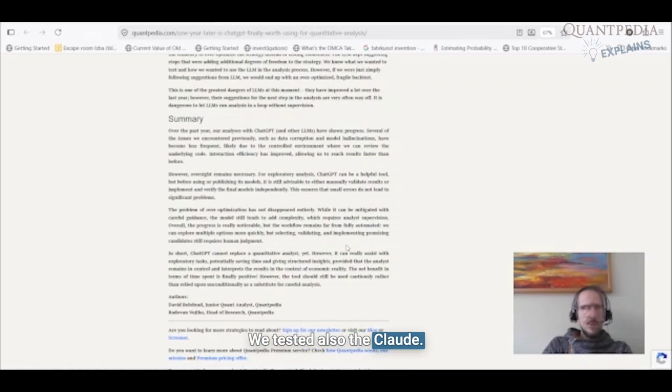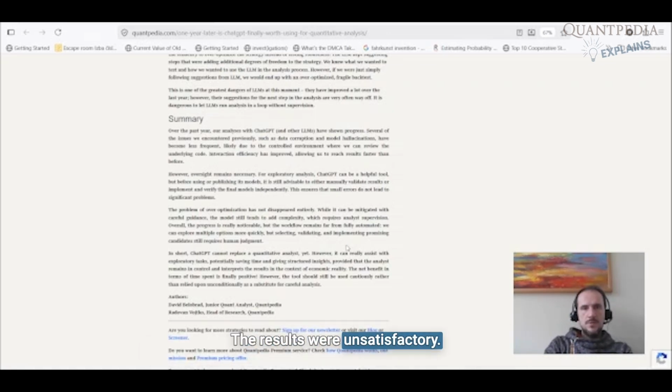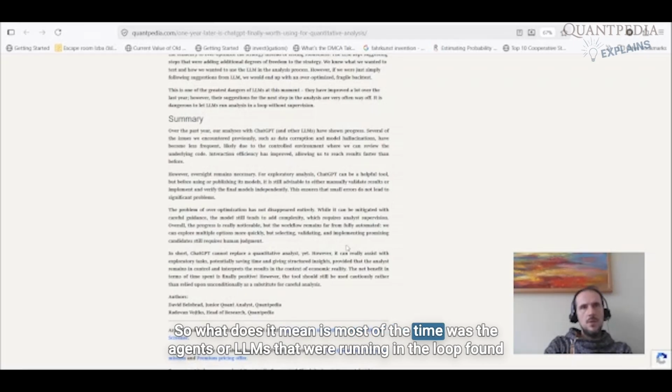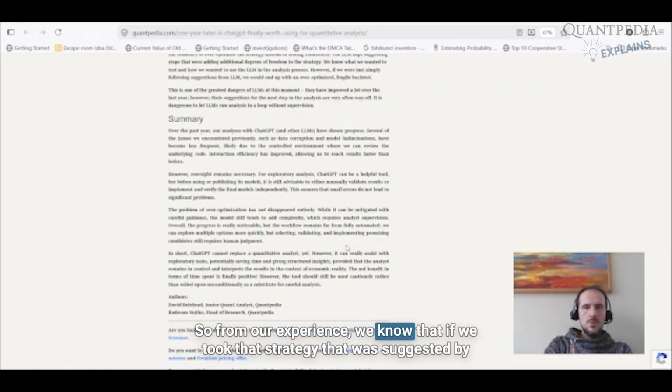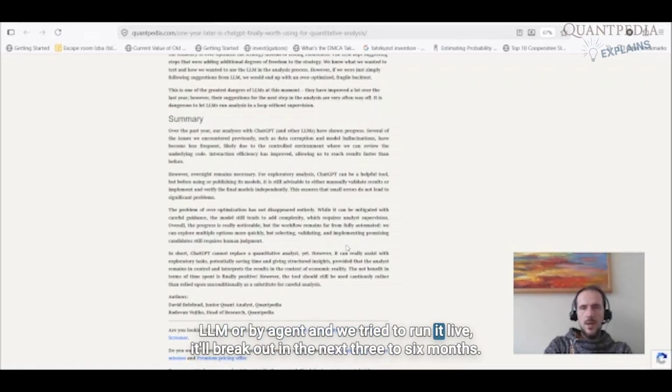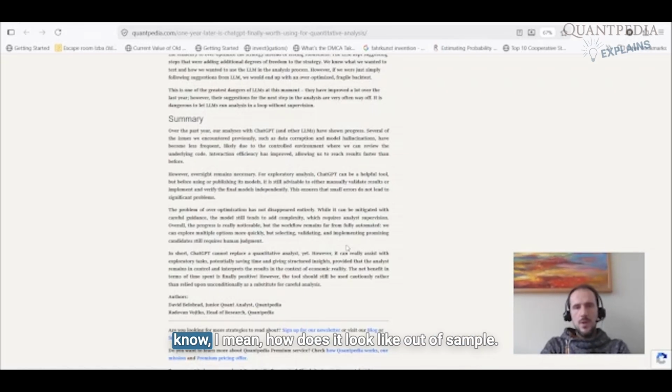We also tested Claude, we tested some agents, so we tried to give them the task and let them run in the loop, etc. Results were unsatisfactory. What it means is that most of the time, what the agents or LLMs running in the loop found were fragile strategies that were really not robust. From our experience, we know that if we took a strategy suggested by an LLM or by an agent and tried to run it live, it would break down in the next 3 to 6 months, definitely. Because we saw thousands and thousands of backtests and thousands of strategies, and we know what they look like out of sample, and they were not robust.